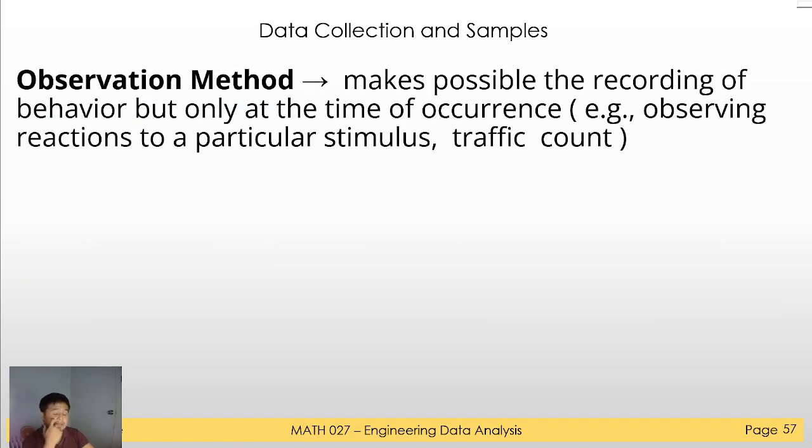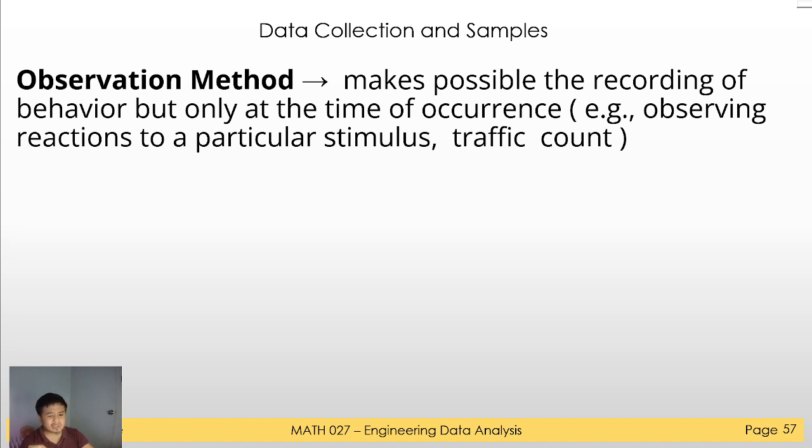So, moving on from experiments and surveys, we have another way of data collection, which is the observation method. In here, we do not have an interaction. In contrast with surveys, we don't have an interaction with the scenario or the event. We are just an observer of this event.